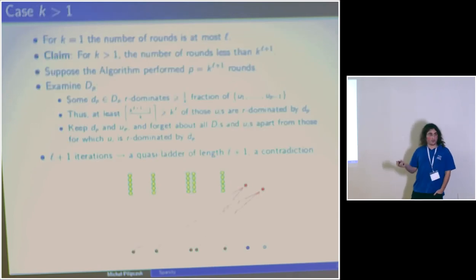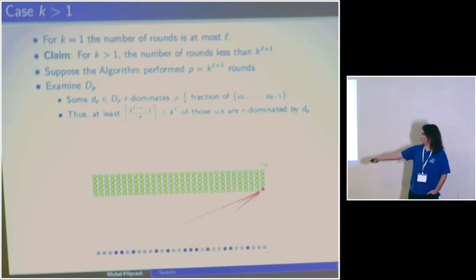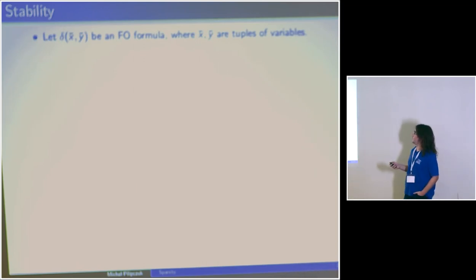Good. So this concludes the proof, right? We have shown that this quasi-ladder at the beginning cannot be longer than polynomial in k. Okay, so let me now tell you at the very end how we actually got to this state, meaning to this algorithm.